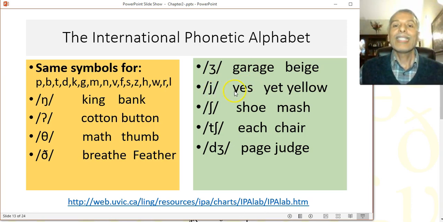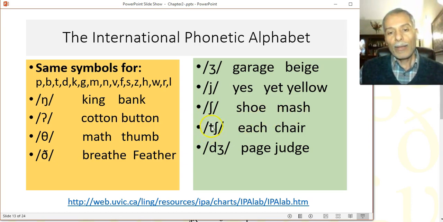Y, as in yes. Y, as in yet. Y, as in yellow. So that sound is not the J, it is the y: yellow, yes, yet. This one, like a snake, sh, as in shoe. Usually, in many cases, when you hear that sound, sh, this is what you put. As in station, shoe, mash.